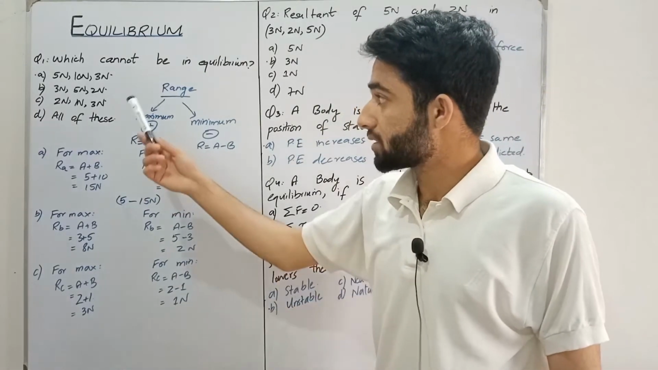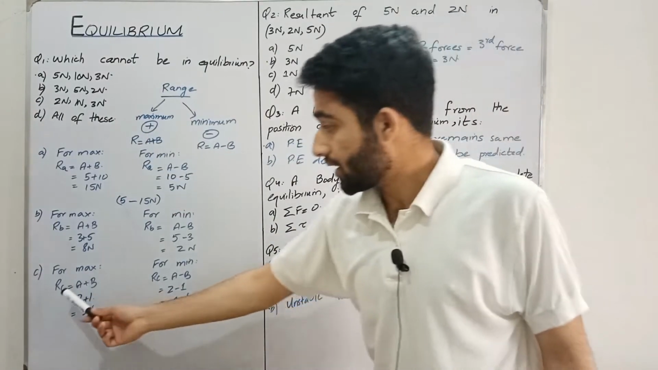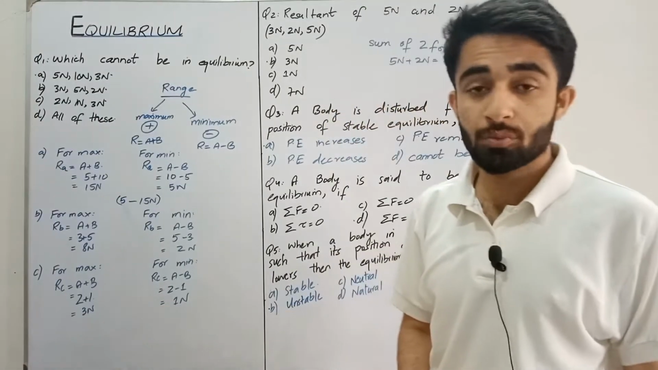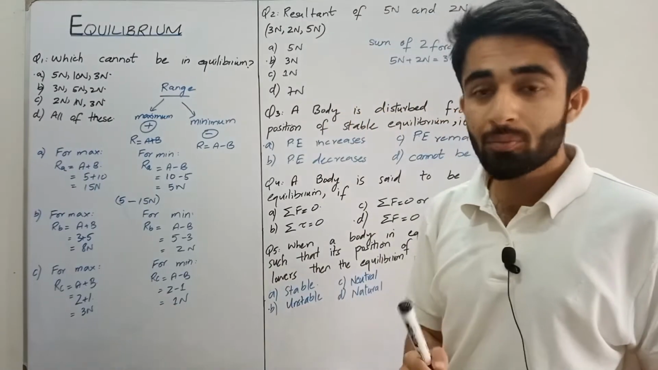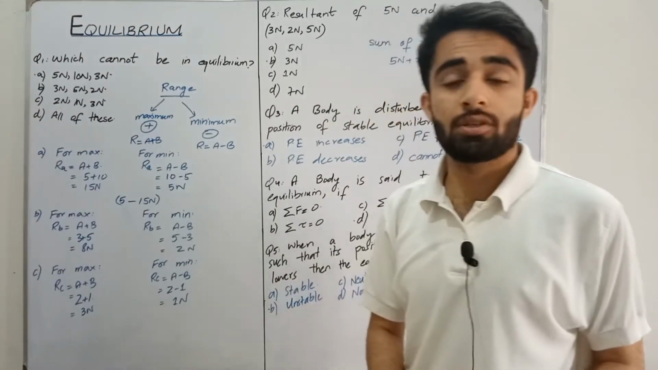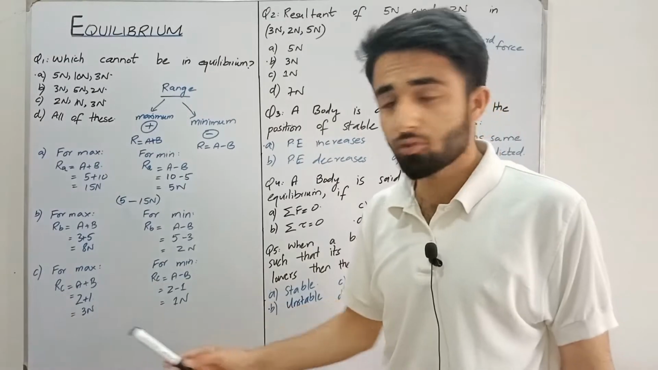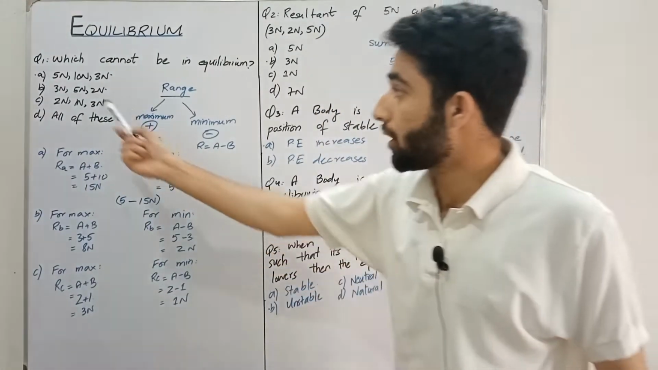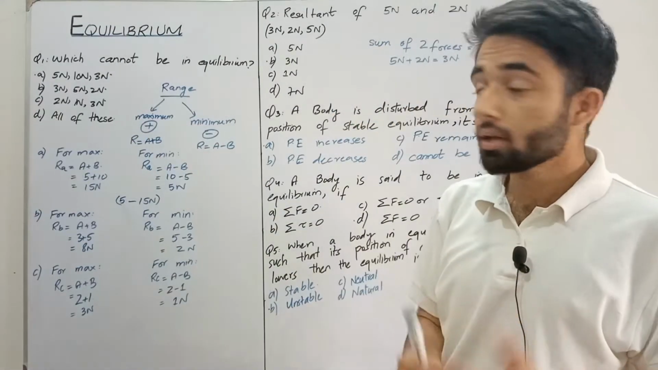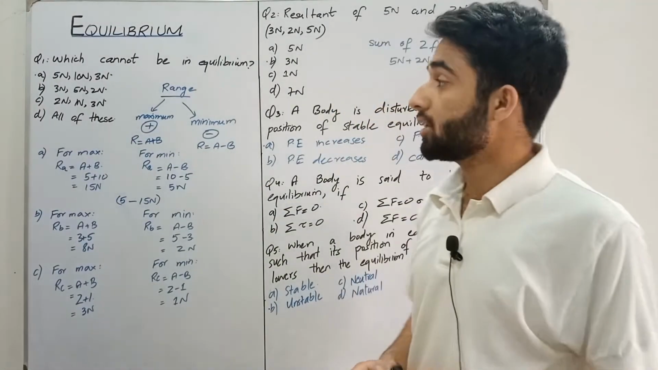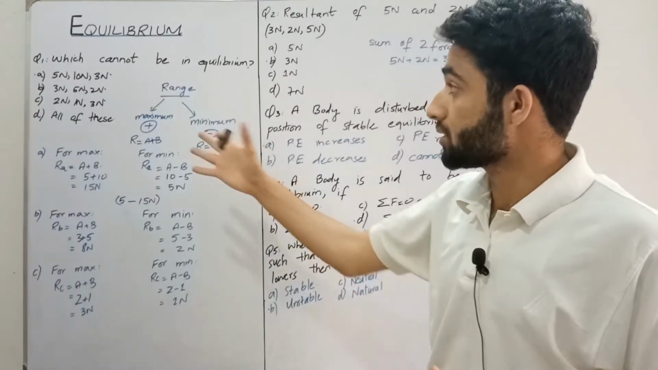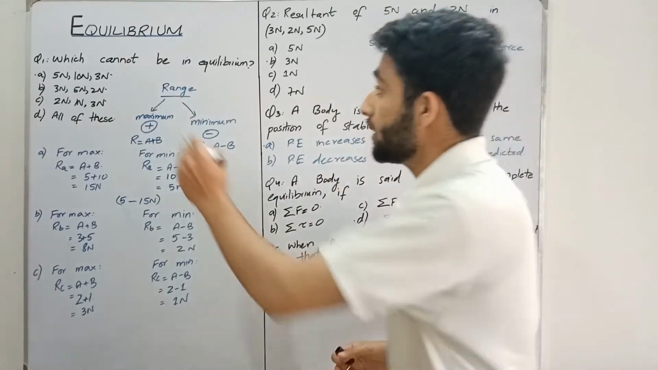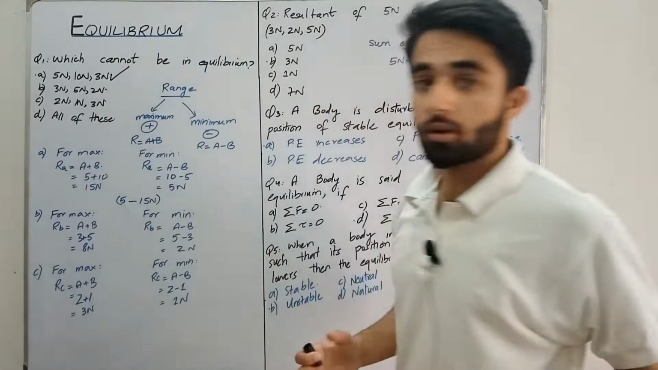Next, part C. For part C, the maximum is A plus B, which is 2 plus 1, which becomes 3 Newton, and for the minimum A minus B, 2 minus 1, which becomes 1 Newton. So in the range from 1 to 3, all the forces are present. It means that part B and part C are correct sets in equilibrium. Because we have to find which is not in equilibrium, part A is the correct option for this MCQ.